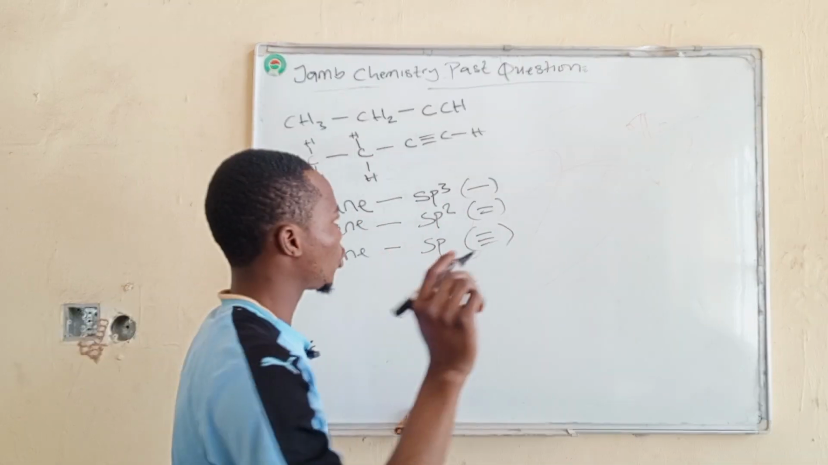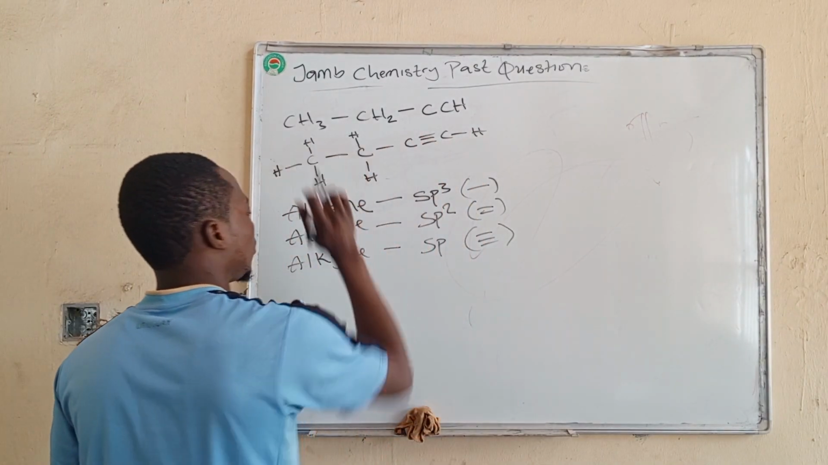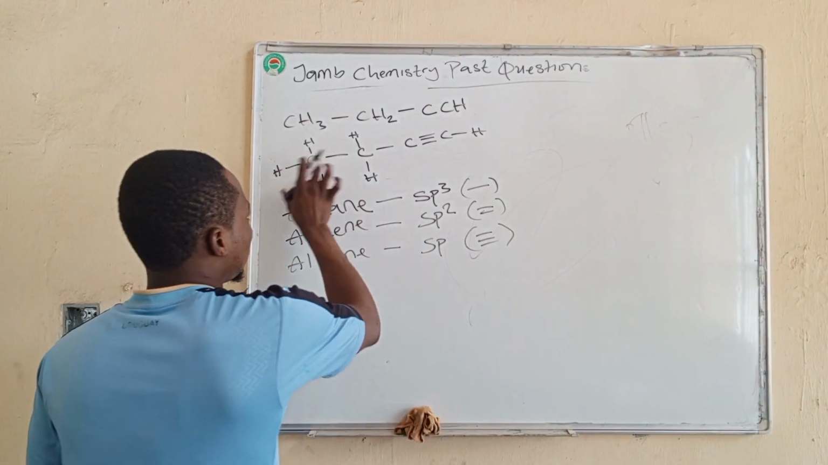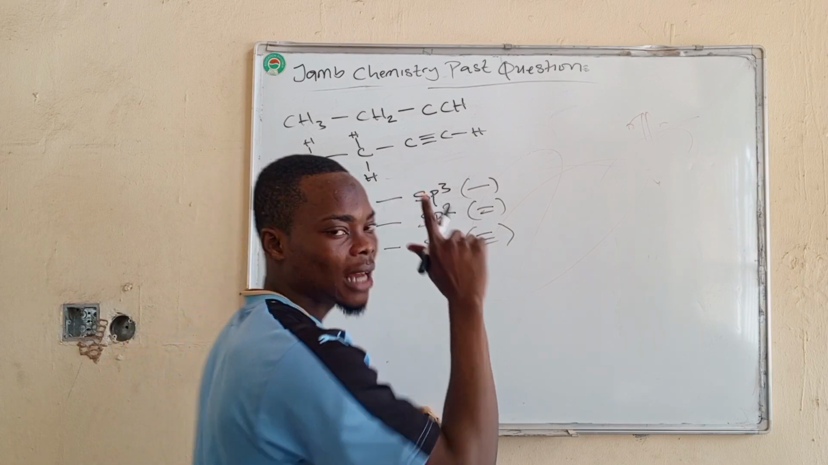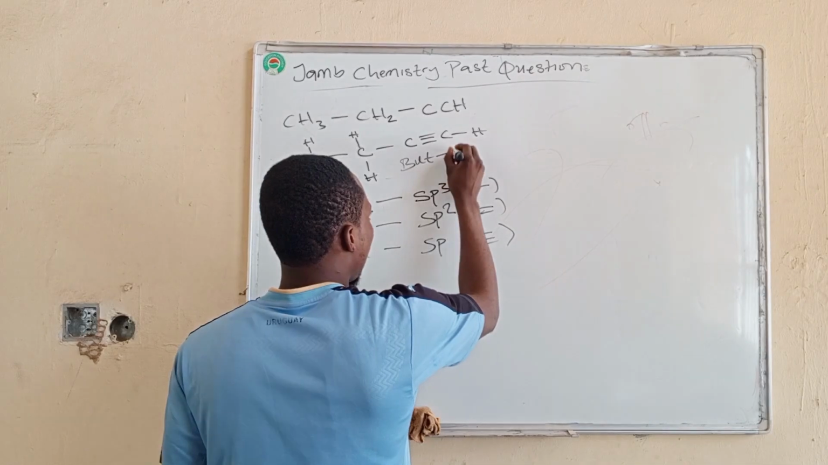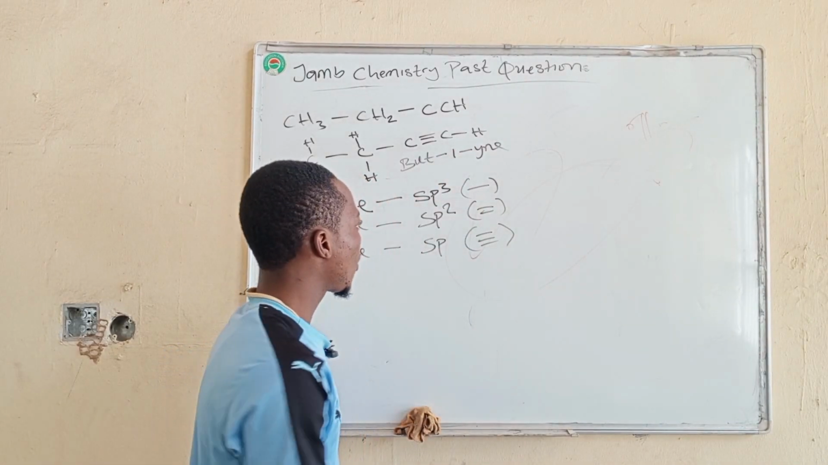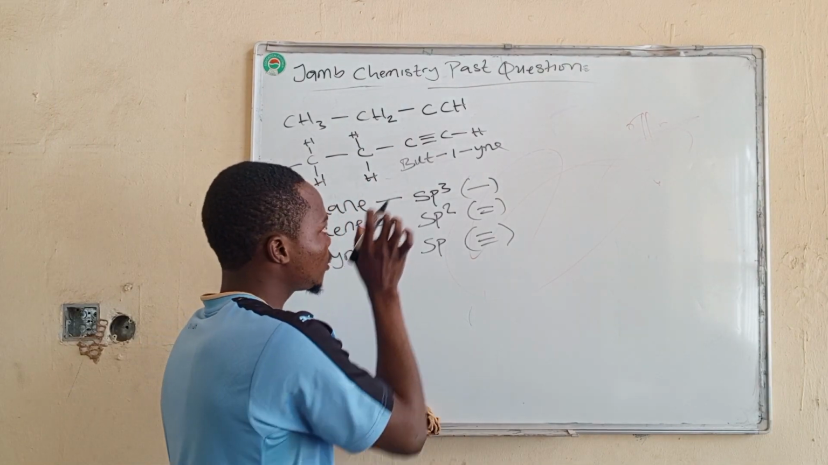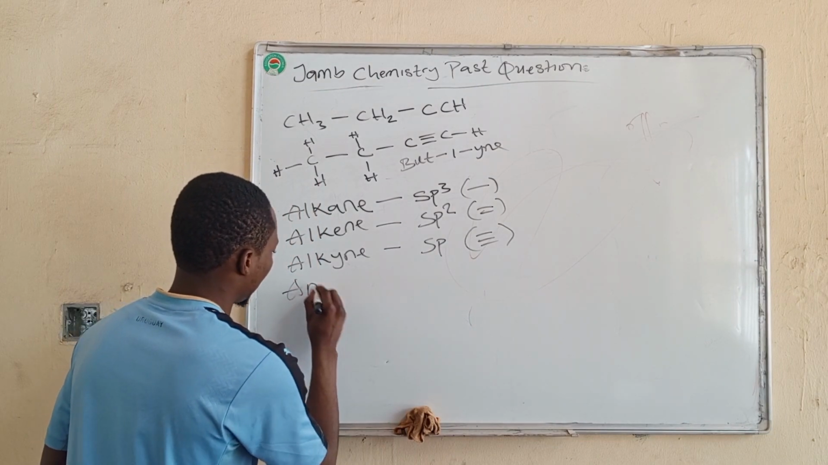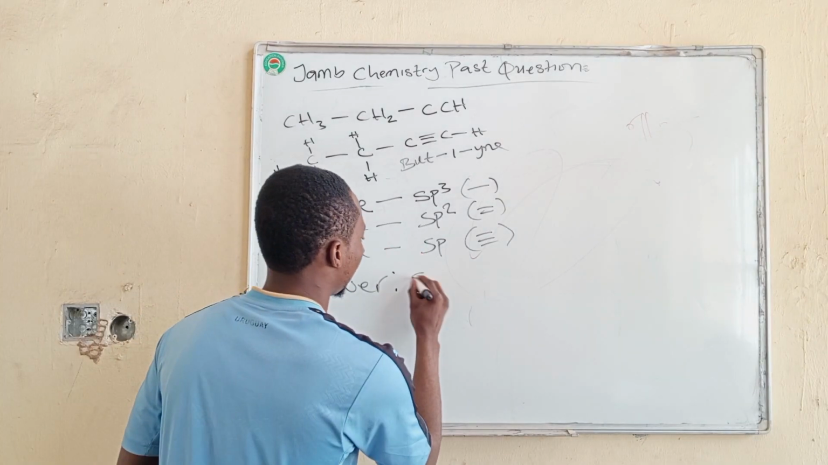Now, what you need to do is to count the number of carbon atoms. 1, 2, 3, 4. So we call it but. You understand? That's but. So the name of this compound now is but-1-yne. That's the name of the compound. So the hybridization state of this compound now is what? sp. The answer. The hybridization state of this compound is sp.